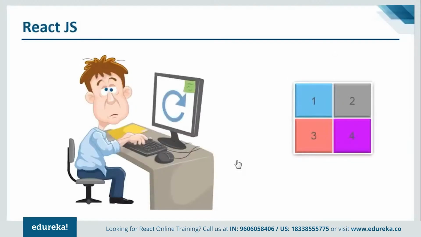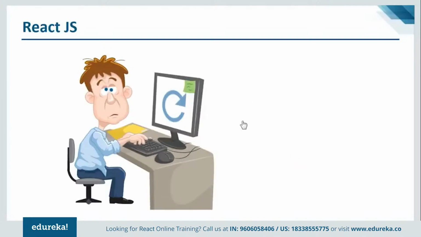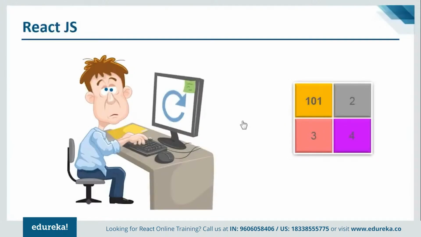Let's take another example to understand this. Suppose this is our application in which we have 4 blocks: 1, 2, 3, 4. Suppose there is a change in block 1 from the backend. But in order to see those changes, we had to reload the entire page and only then could we see the changes. Now as you can see, after reloading, the 1 became 101.